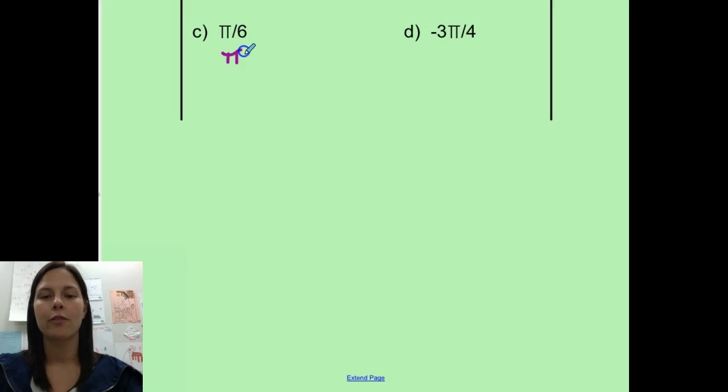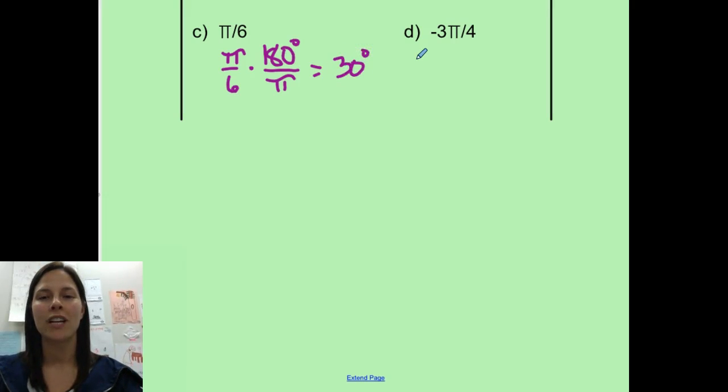Next, I'm going to convert from radians to degrees. So I want my radians to cancel, and I want my degrees left in my answer. Obviously, those pi's cancel. 180 divided by 6 is 30. So pi over 6 radians equals 30 degrees.